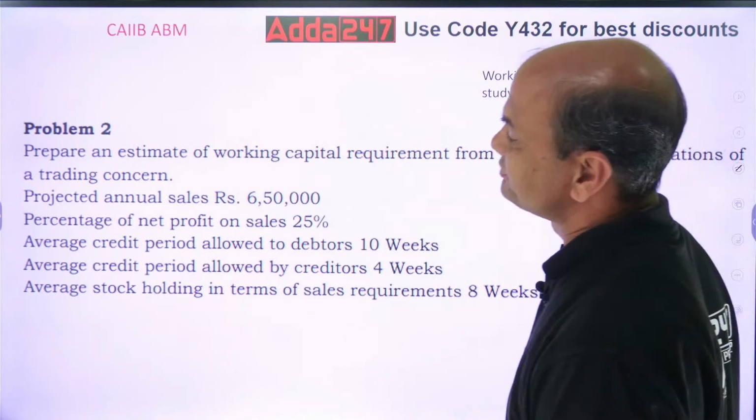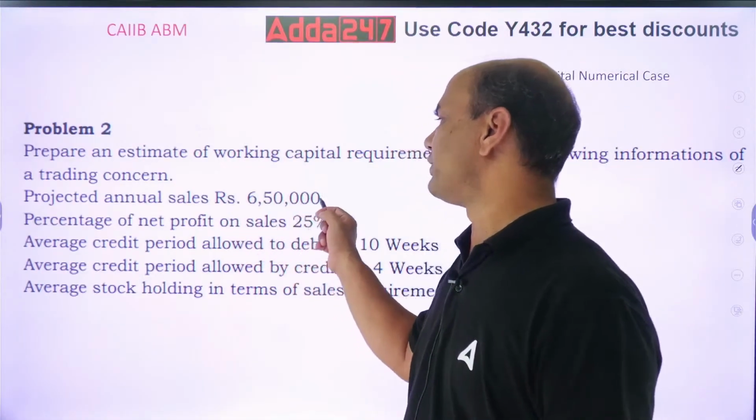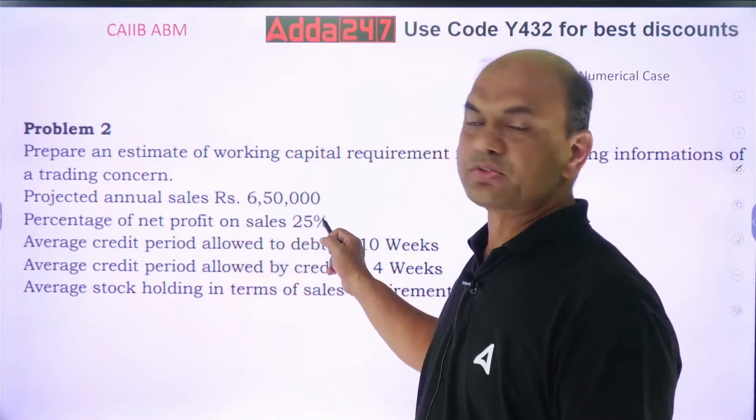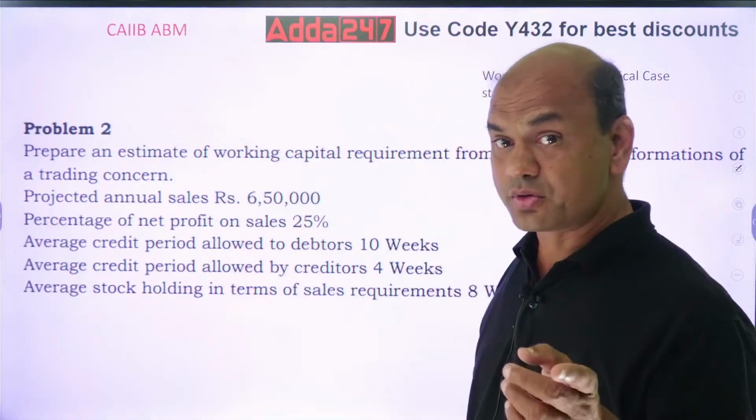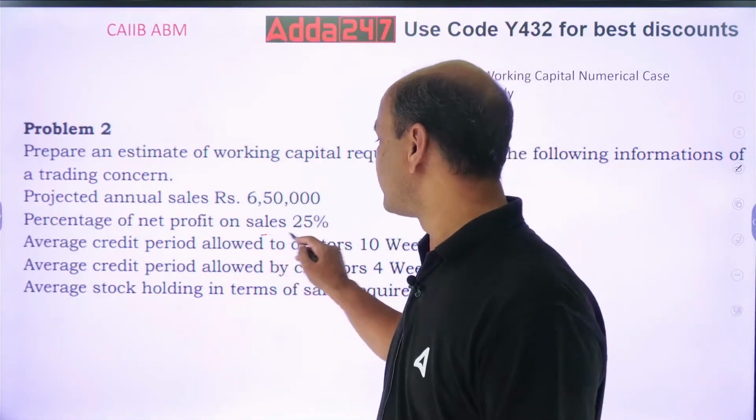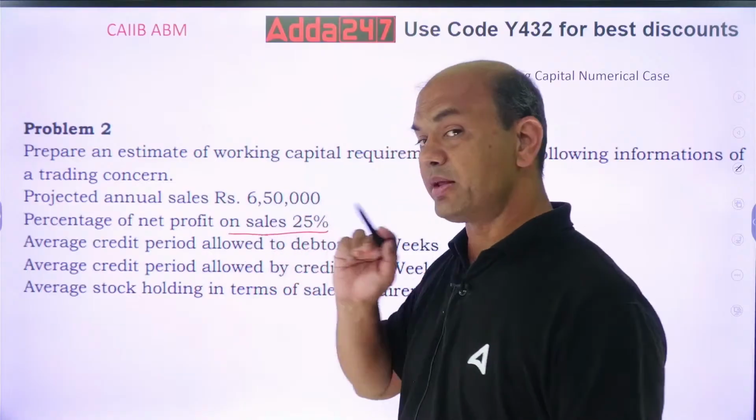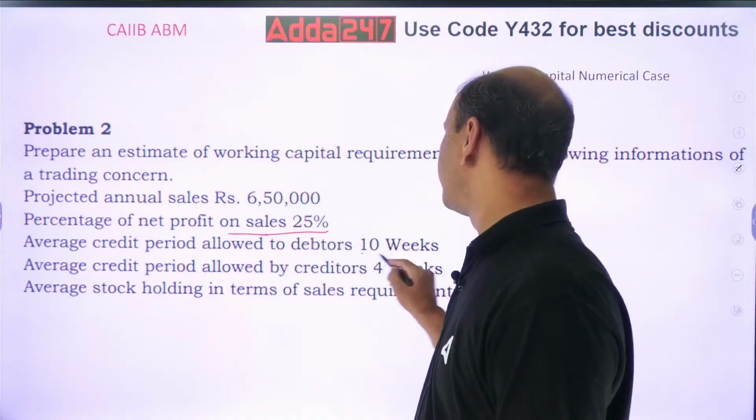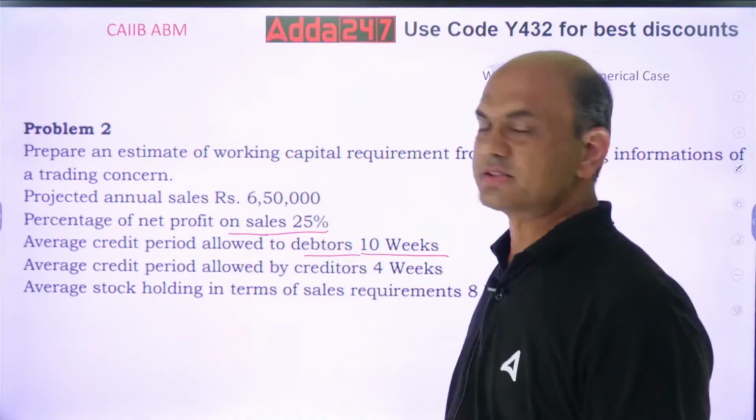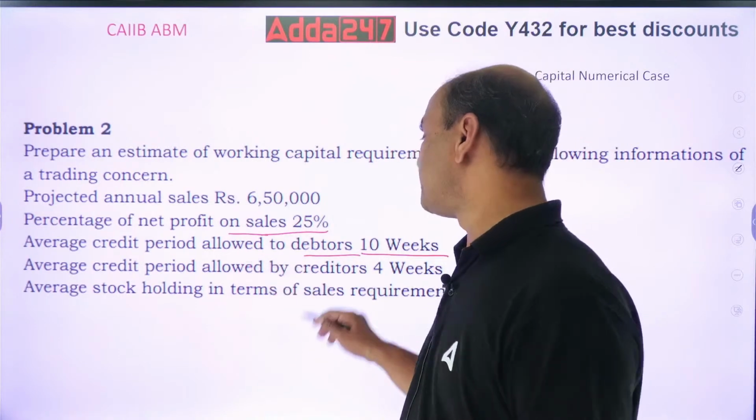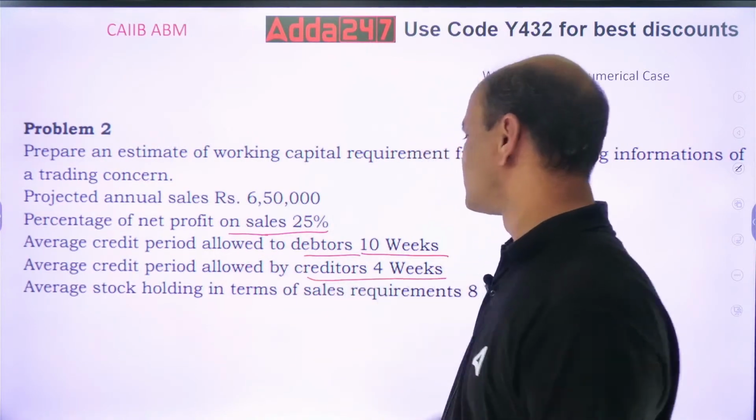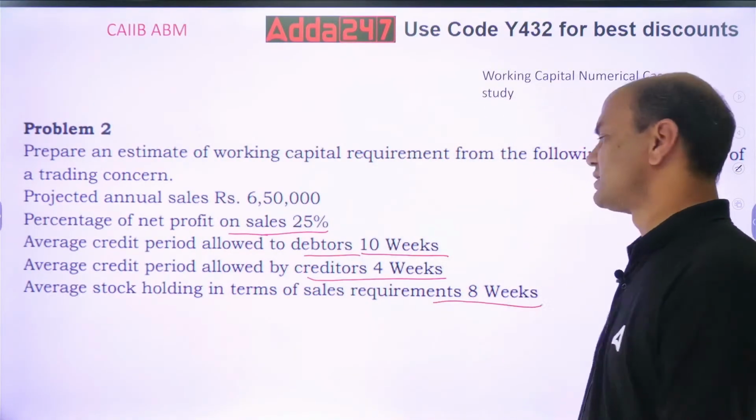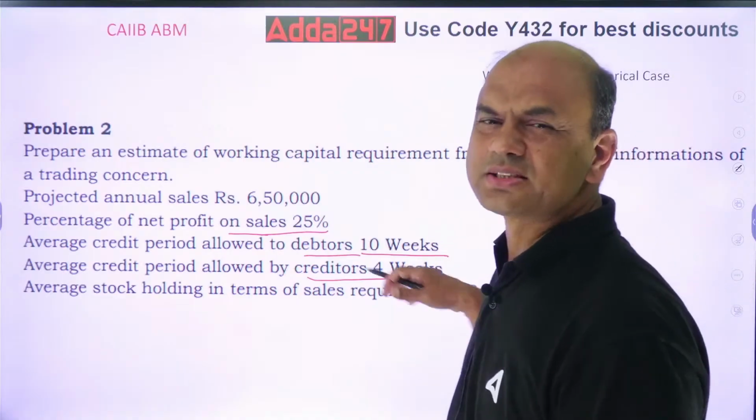What is given? Projected annual sales is 6,50,000. Percentage of net profit on sales is 25%. On sales, kindly note, on sales it is 25%. On sales, this is a very important term, sales. Average credit period allowed to debtors is 10 weeks. Average credit period allowed by creditors is 4 weeks. Average stock holding in terms of sales requirement is 8 weeks. Now you'll say, why are all these three given?